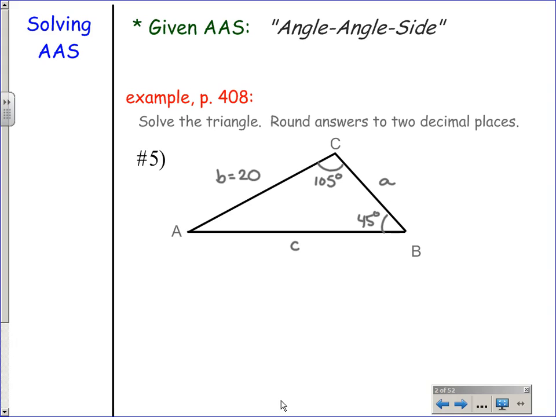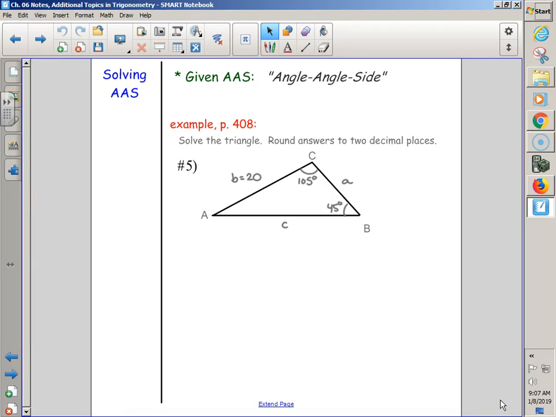So, what if, oh, sorry, it's on the ceiling, isn't it? There you go. AAS, you guys remember angle, angle, side? Angle, side, angle? Angle, side, side? That was the bad one. Side, side, side? Angle, angle, angle? That one was bad too.